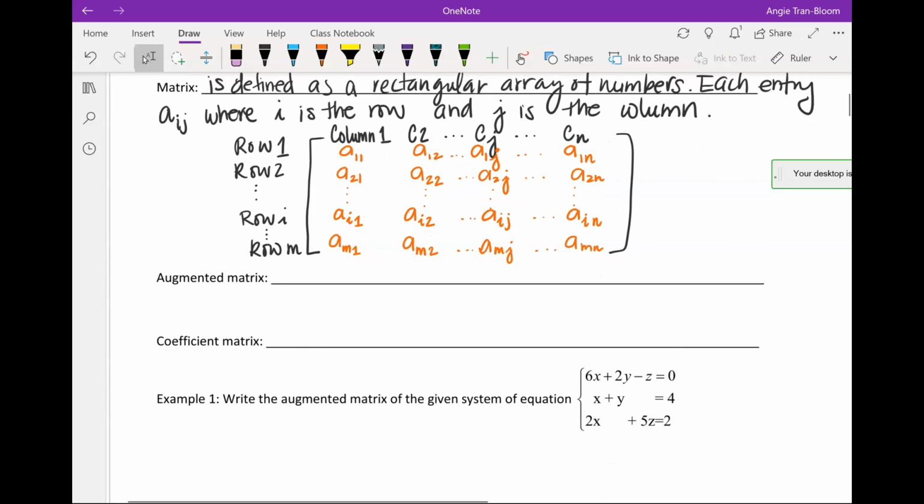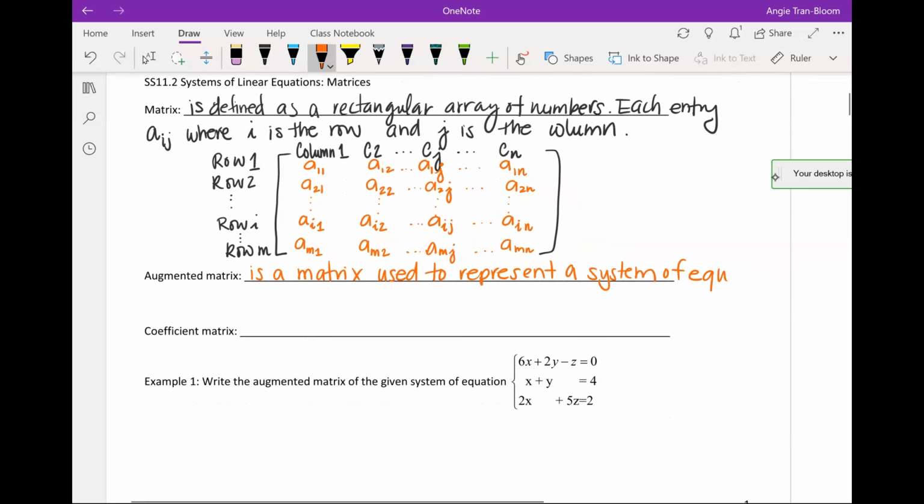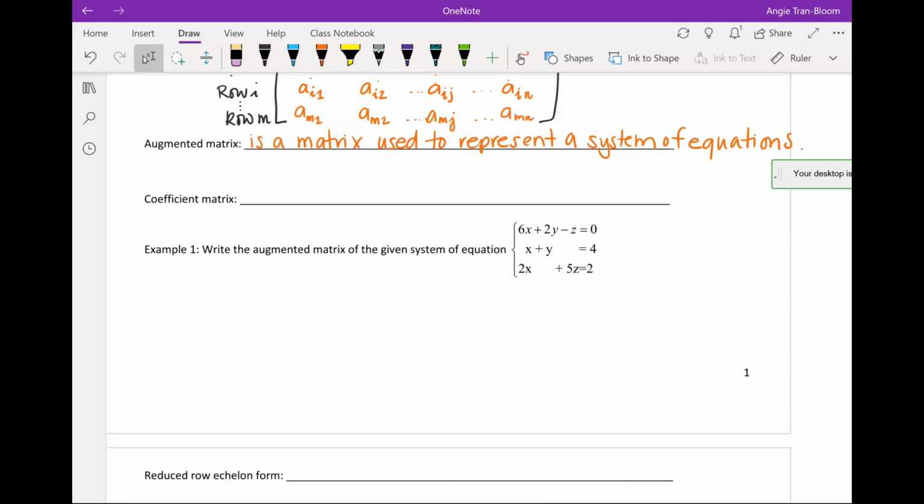Next definition is augmented matrix. So an augmented matrix is a matrix used to represent a system of equations. A system of equations. Variables must be on the left side and constants are on the right side. So variables must be on the left side and constants on the right.